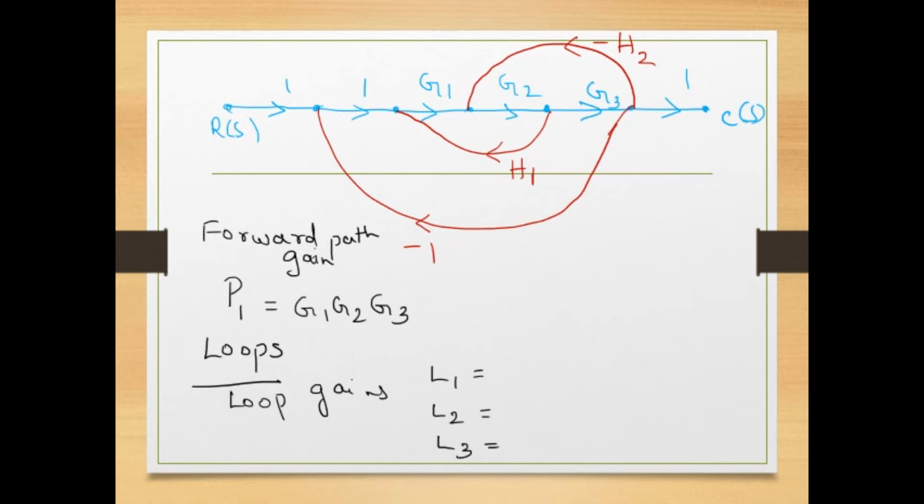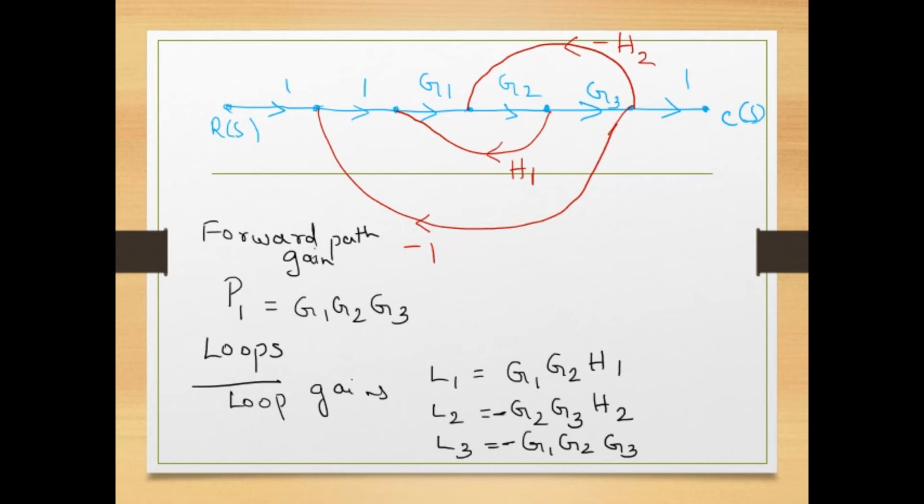L1 has a gain G1, G2, H1. L2 has a gain G2, G3 into minus H2. L3 is G1, G2, G3 into -1, so it becomes minus G1, G2, G3. So these are the three individual loops.